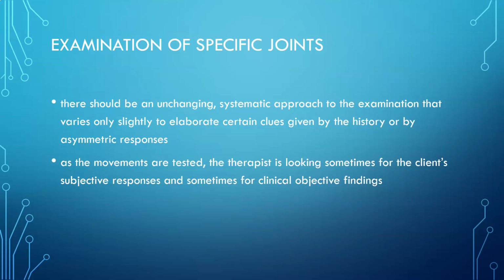In other words, if a patient comes and sees me or you or another therapist or one of your other teachers, we all do it the same way so that we all have the same outcome and there's no variation, shall we say. So there should be an unchanging systematic approach to the examination that varies only slightly to elaborate certain clues given by the history or by asymmetric responses. Now, what I mean by that is, when we look at the history here, we're saying what the patient says that they are unable to do.